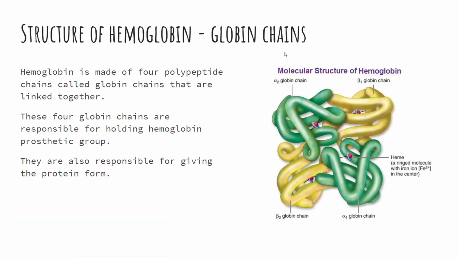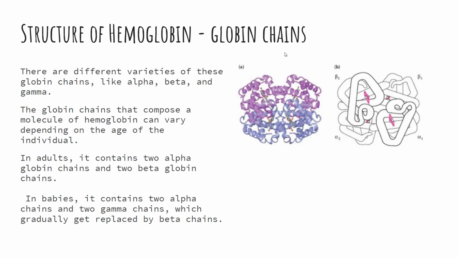Structure of hemoglobin. Globin chains. Hemoglobin is made of 4 polypeptide chains called globin chains that are linked together. These 4 globin chains are responsible for holding hemoglobin's prosthetic group. They are also responsible for giving the protein form. There are different varieties of these globin chains, like alpha, beta, gamma, and delta.